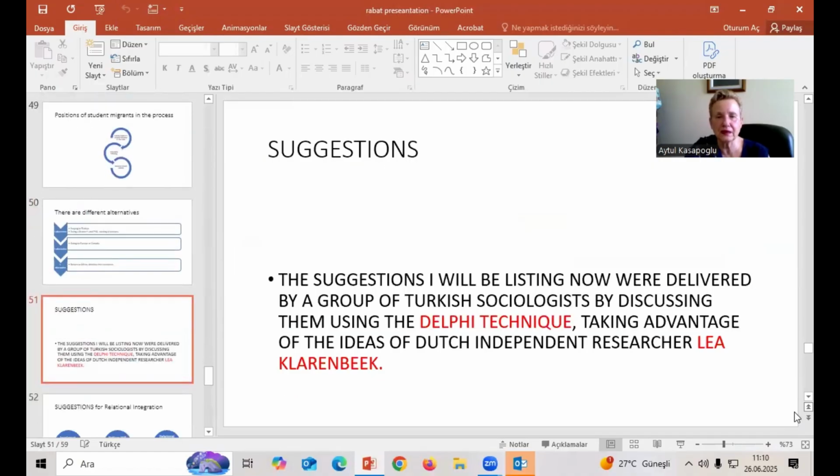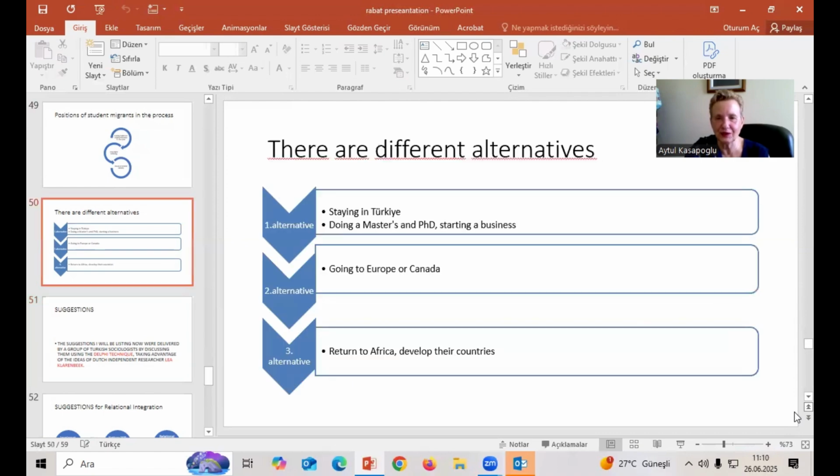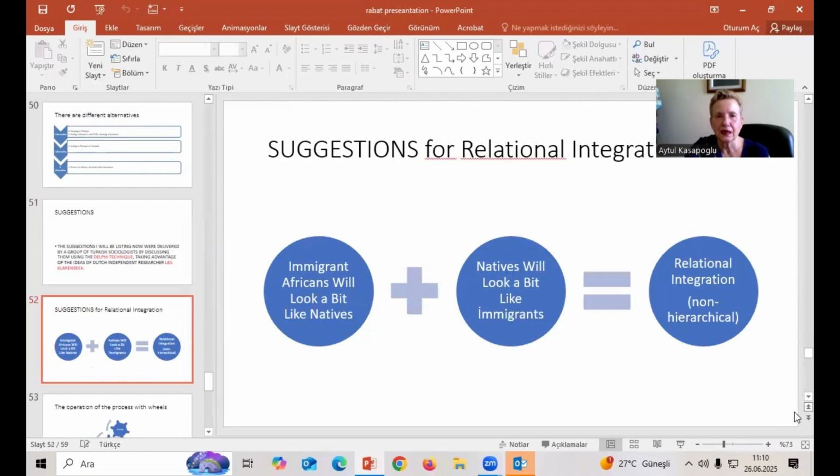And suggestions, finally. The suggestions I will be listing now were delivered by a group of Turkish sociologists, by discussing them using the Delphi technique, taking advantage of the ideas of Dutch independent researcher Lee Klerenbeck, I'm proud of her. Yes. Suggestions for relational integration. First, immigrant Africans will look a bit like natives, and later, natives, Turkish people, will look a bit like immigrants, and relational integration will occur, non-hierarchical.